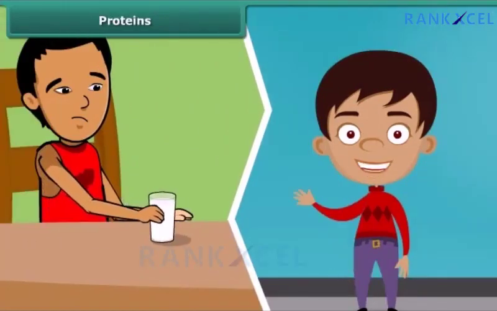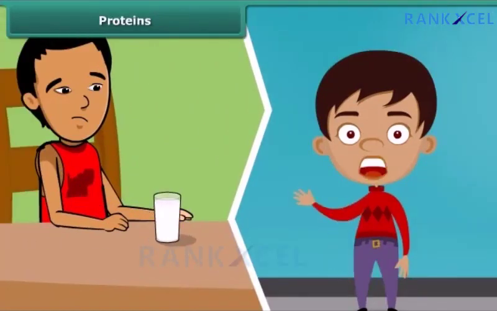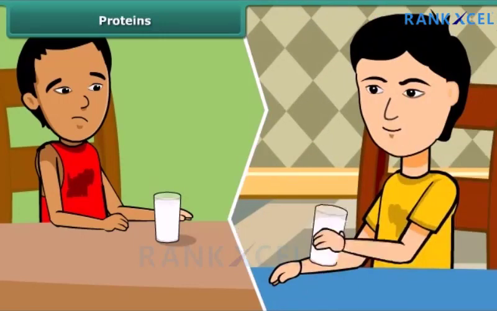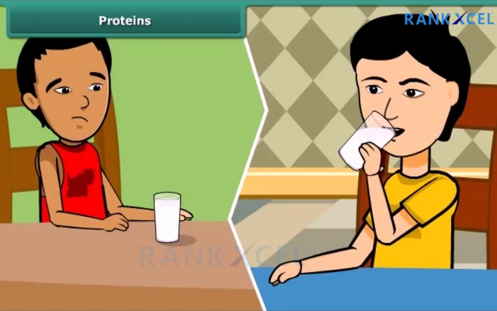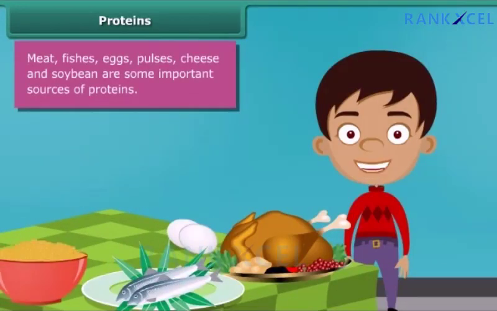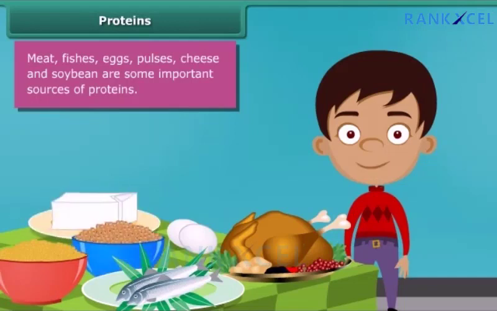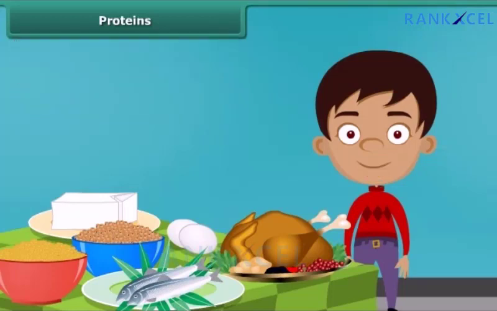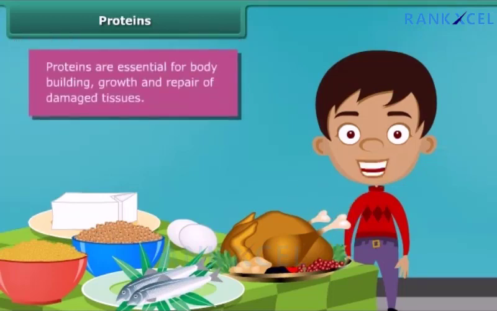You might have noticed that some children who do not drink milk become weak and are underdeveloped because milk contains required proteins for our growth. Meat, fish, eggs, pulses, cheese, and soybean are some other important sources of proteins in our diet. The major role of proteins is building and repairing of damaged tissues. Along with carbohydrates, they are also a source of energy.